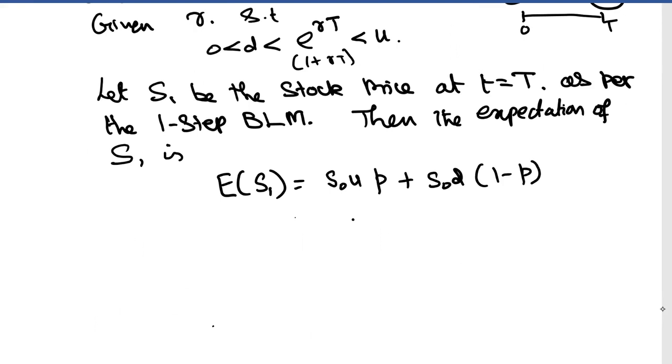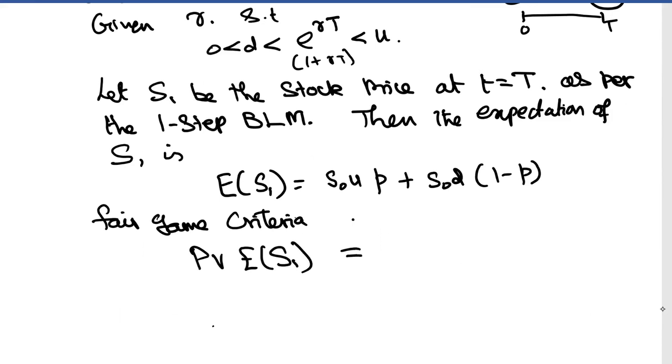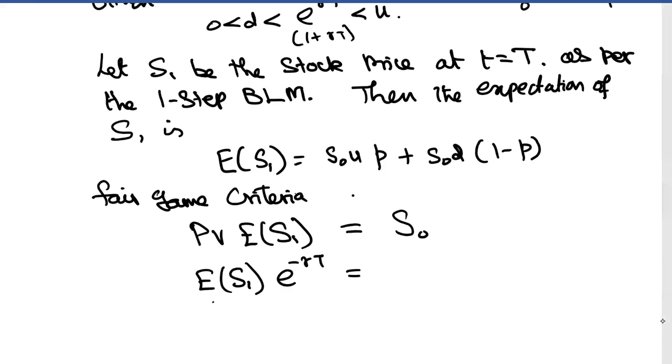Now the fair game criteria says that the present value of E of S1 is equal to the value of the stock at time t equal to 0. The present value is nothing but the discounted value as per the continuous compound. Okay, if it is discrete compounding, then you have to discount it accordingly. With continuous compounding, it is E of S1 into e power minus RT, that is equal to S naught.